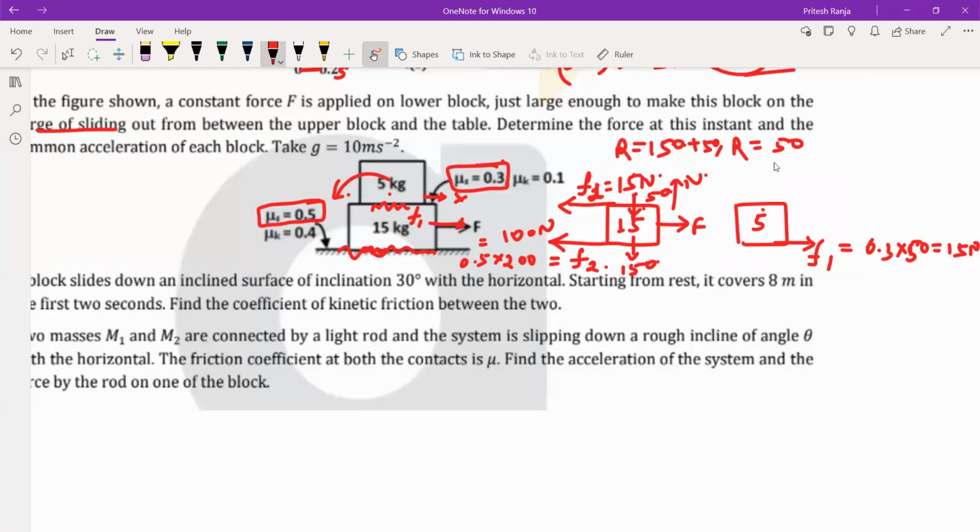So those who are not able to get this free body diagram, you are required to watch the previous classes. We will not explain it once again because we have gone through the free body diagram at least 10 times. So those who are asking how this 50 newton comes, no answer for that. So normal reaction here comes out to be 200 newton. So static friction provided by this surface will be 0.5 into 200, that is 100 newton. And the kinetic friction will be 0.4 into 200, that is 80 newton.